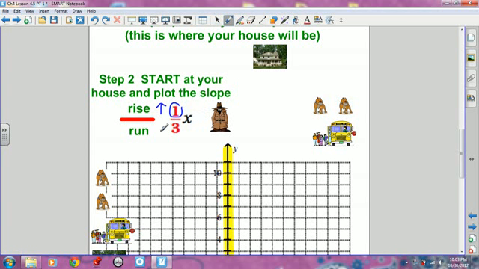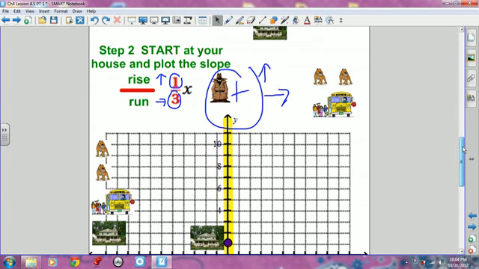I'm going to rise 1 space, and I'm going to run 3 spaces to the right. As long as he is a spy for the positives, you will go up, and then you will go right.